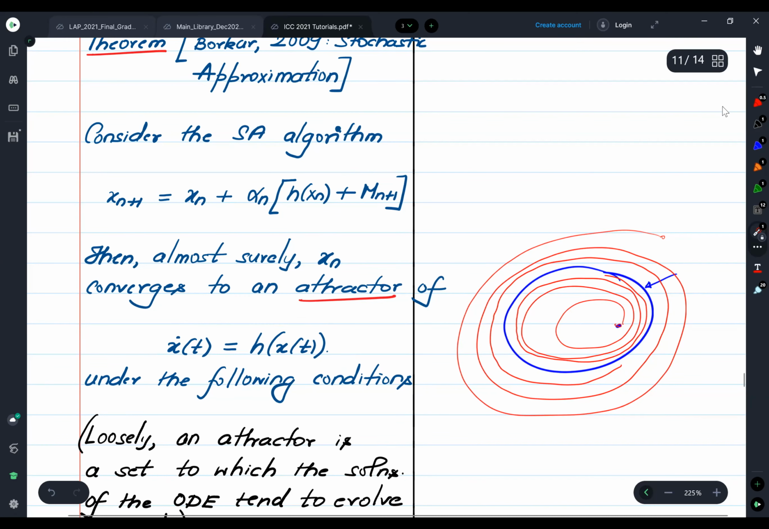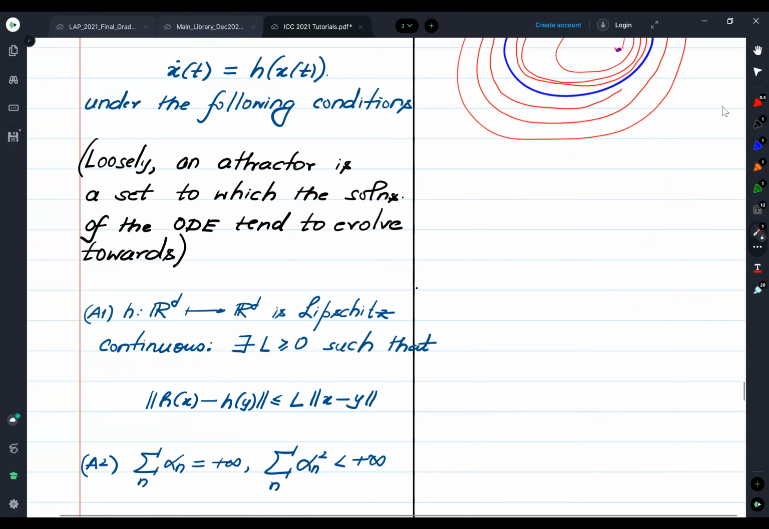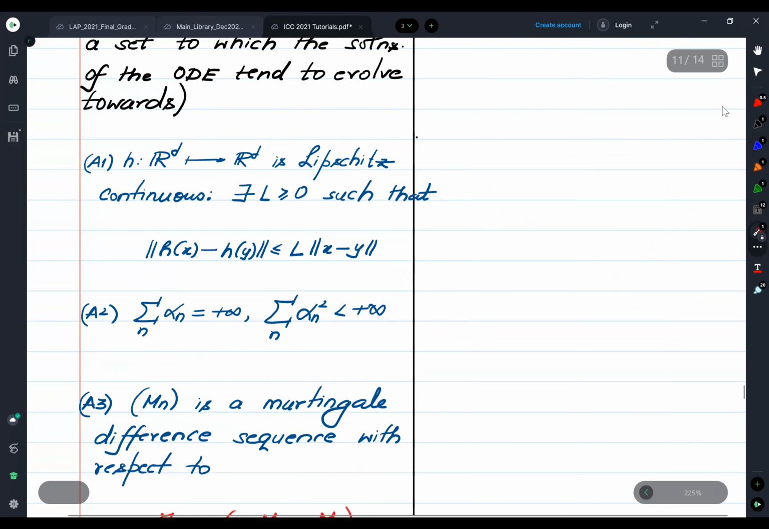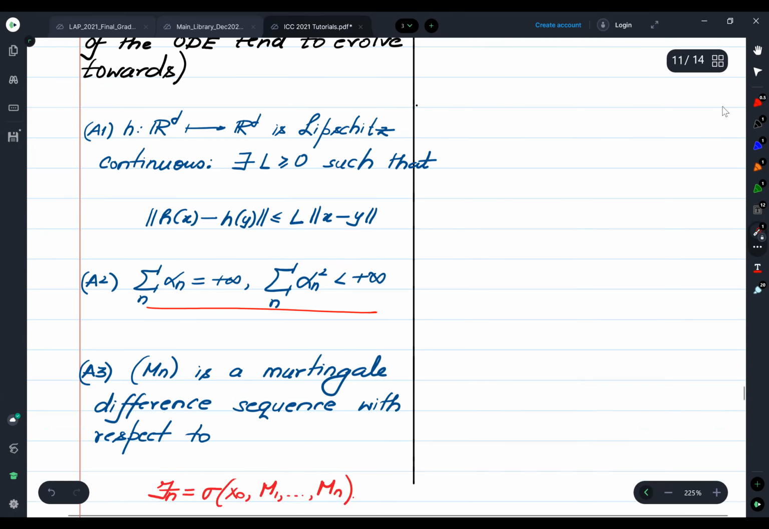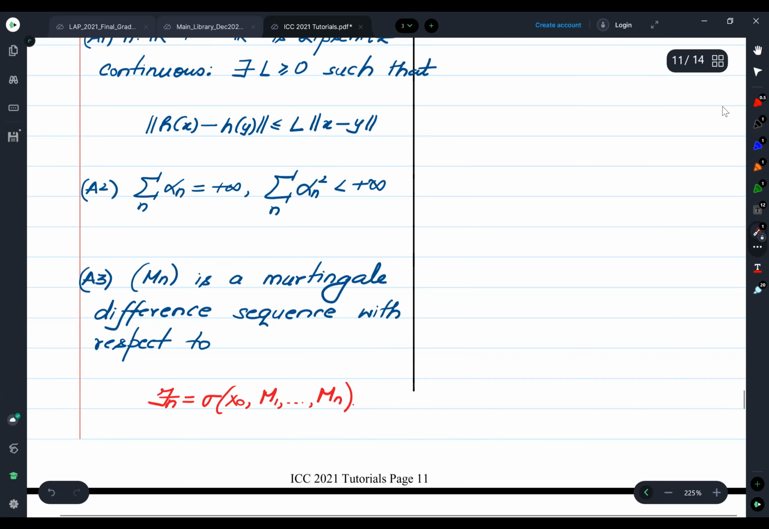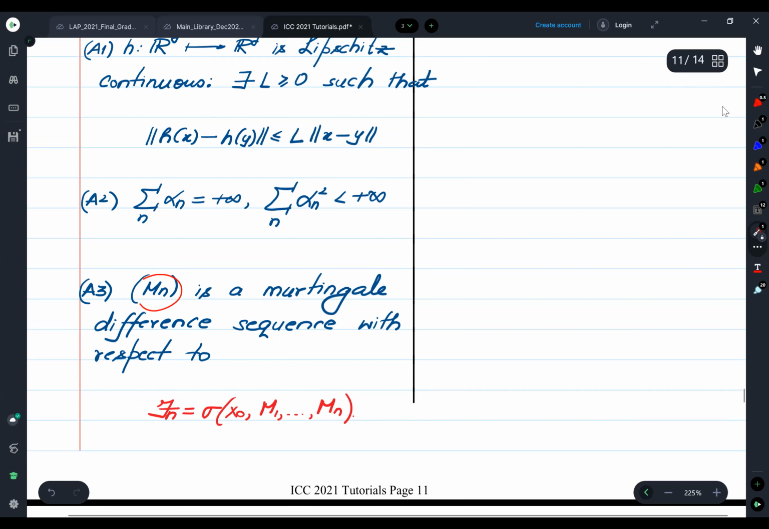Let me quickly go over these conditions. The function h is allowed to be a function from R^d to R^d, and we require that this function be Lipschitz continuous. There are some conditions on the step sizes: the sum of the step sizes should be infinity, however if you take the squares of these step sizes, the sum should be finite. We require that this noise sequence Mn be a martingale difference sequence.